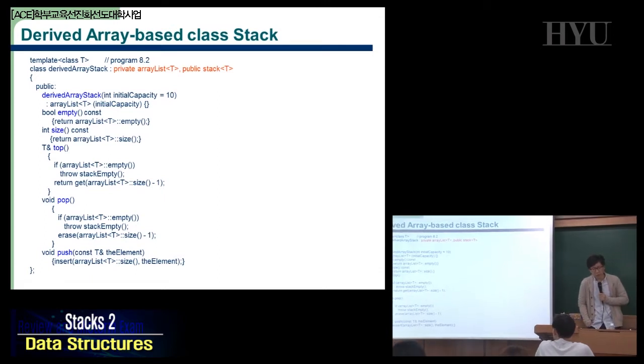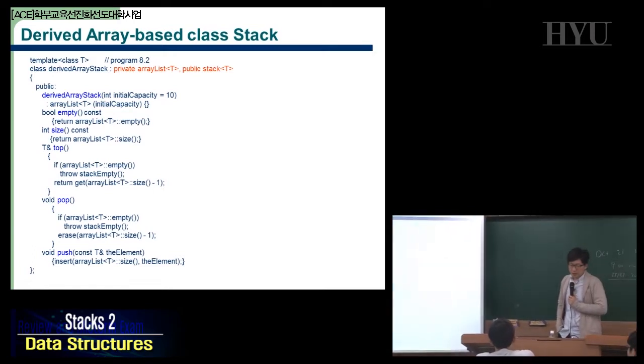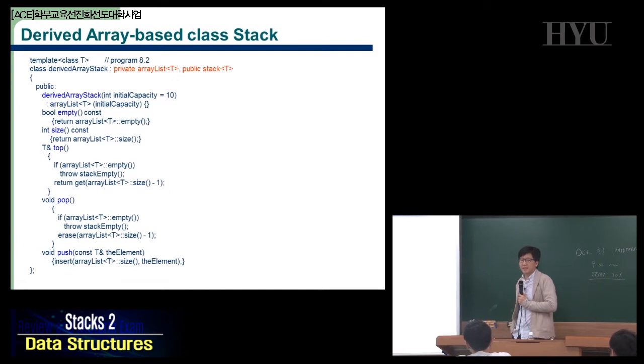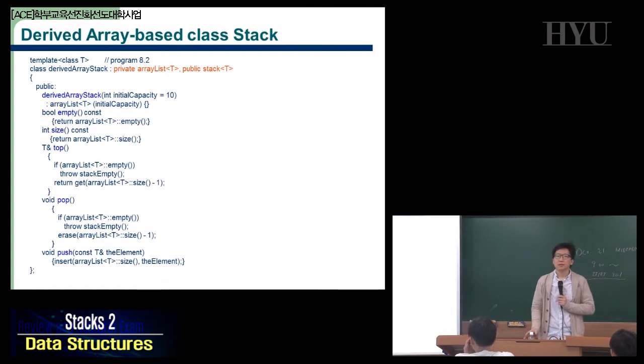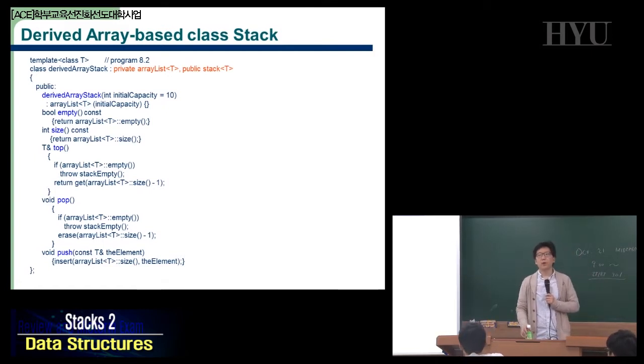What else? Return bool empty. I'm simply using the empty operation from array list. It was previously defined before. Likewise for the size, I'm using the same function that has been implemented for array list. For top, what is it? Top and bottom. In stack, where am I adding an element to? Which point?